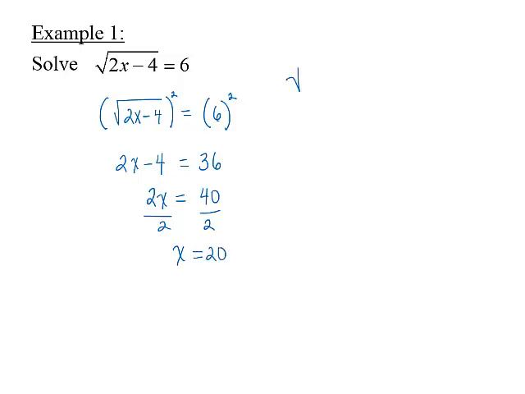Now we should check. We substitute 20 in for the x in the original equation. We get the square root of 2 times 20 minus 4. We want to see, is that equal to 6? 2 times 20 is 40. 40 minus 4 is 36, and the square root of 36 is 6, so the value 20 is the correct solution.